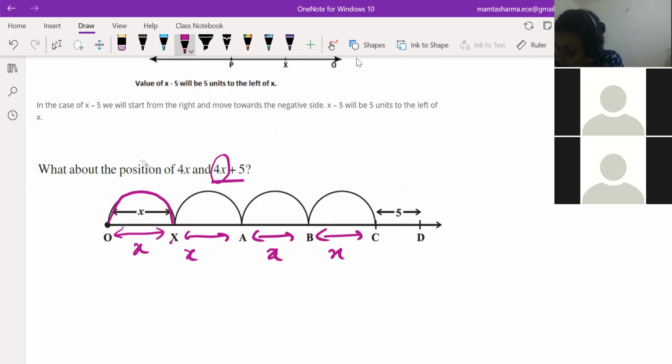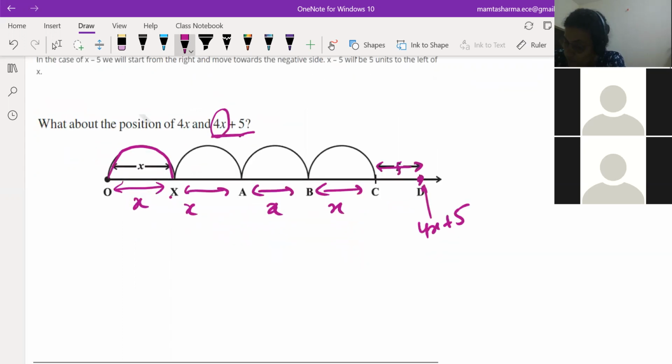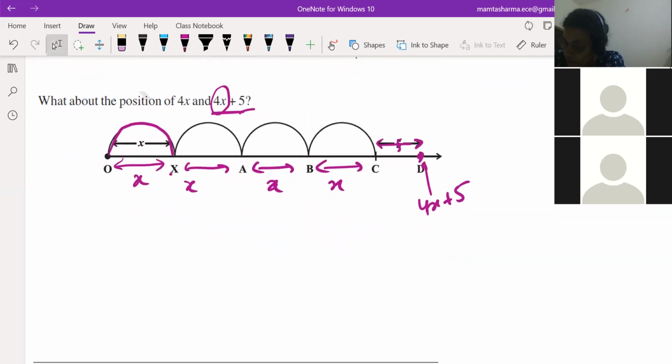It means move in the same direction. It is plus 5, so plus 5 can be considered like this. So this point would be the D point. The D point would represent 4x plus 5. Clear?